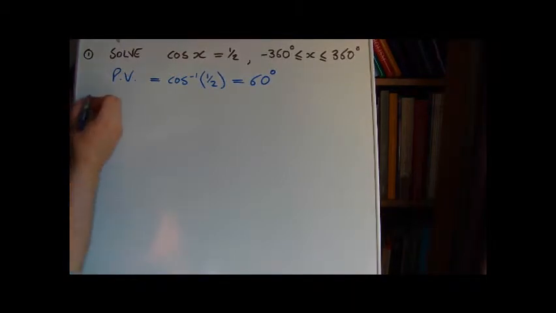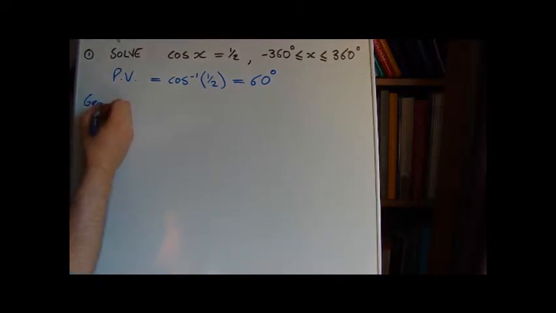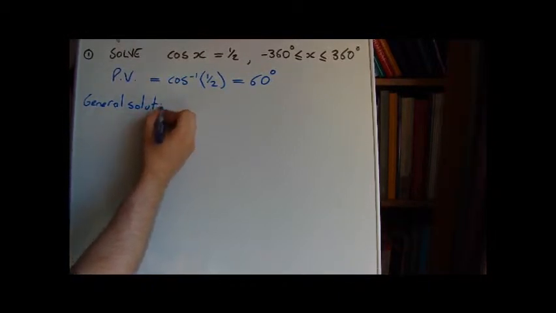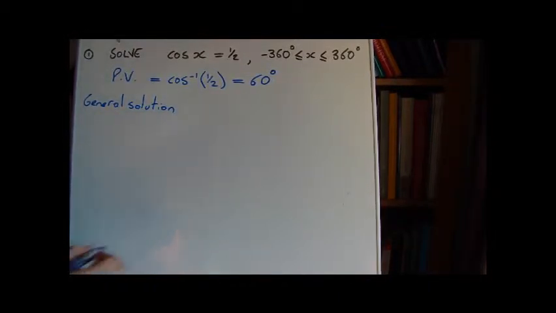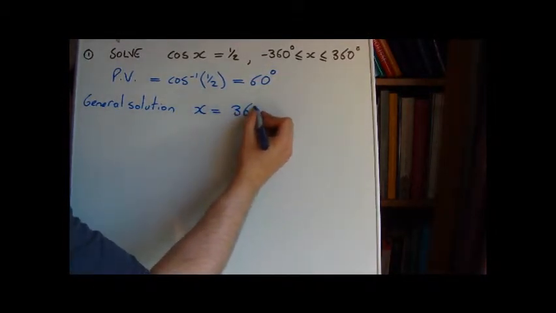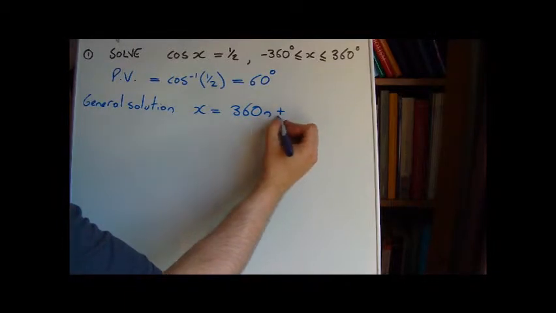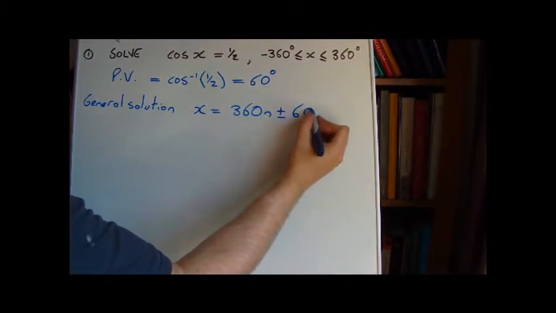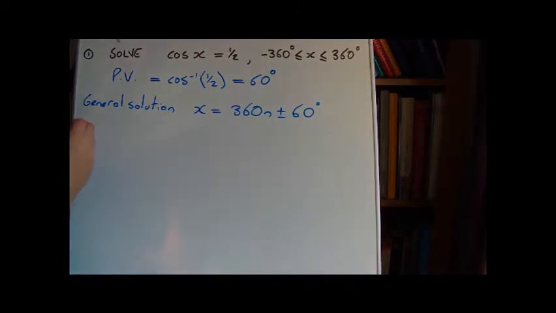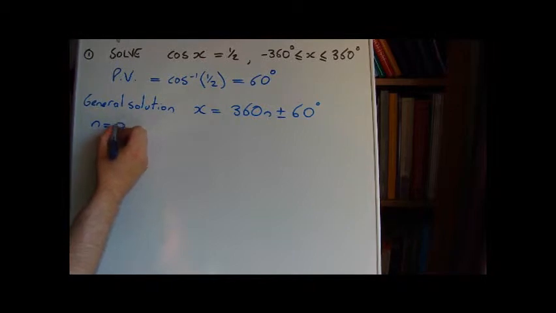We can find the general solution from this. There is a formula. The general solution for the cosine function is 360n plus or minus the principal value. So very simply, we substitute values of n into here and check that they're in the correct interval.